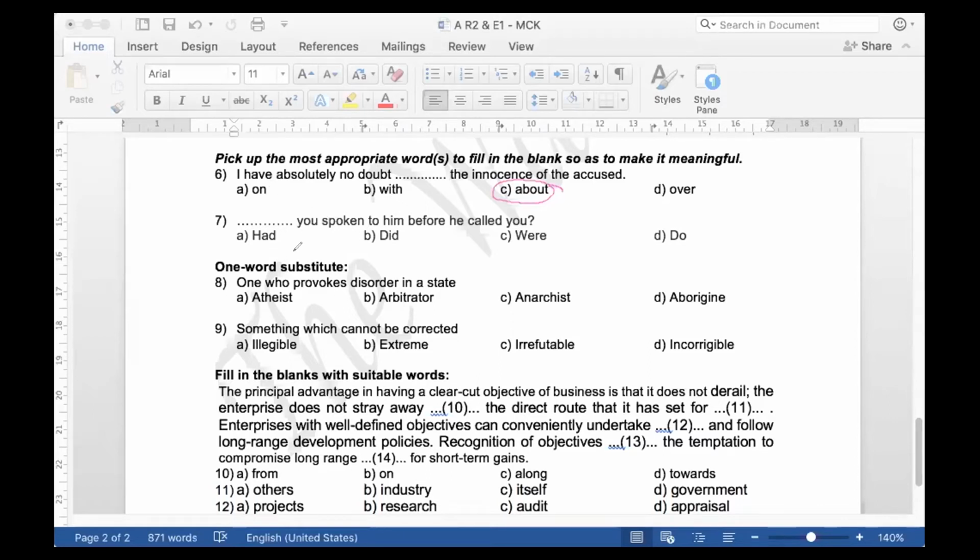Number 7. Dash you spoken to him before he called you. Yeah, I see the answers from many of you: Alan, Sonia, Tia, Donna, Christine, Benedict. If you are aware of what exactly the grammar involved in this is, that's going to be easy for you. Dash you spoken to him before he called you. So this is what? Past participle, right? Spoken. And we are talking about a situation which is before that past participle. Definitely that must be had.